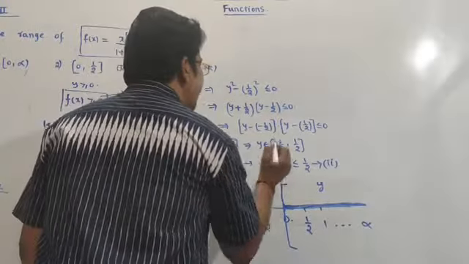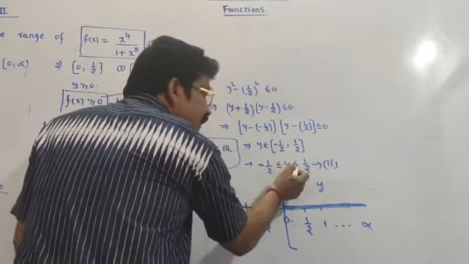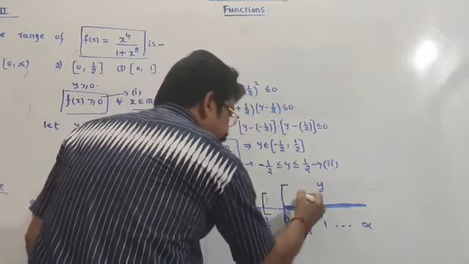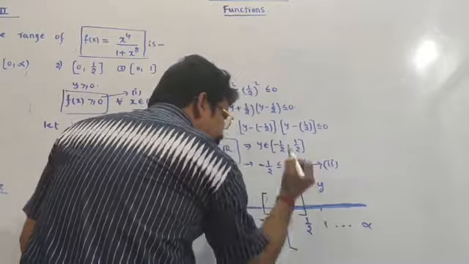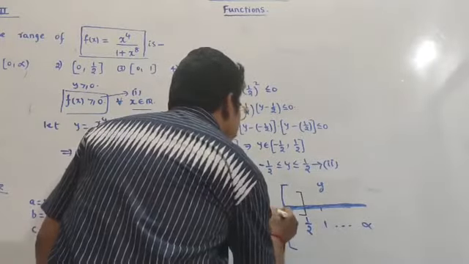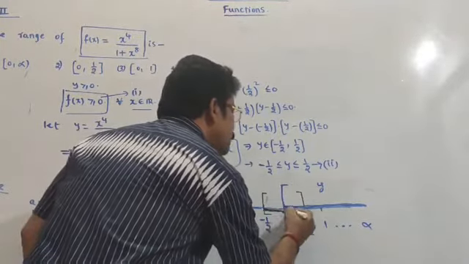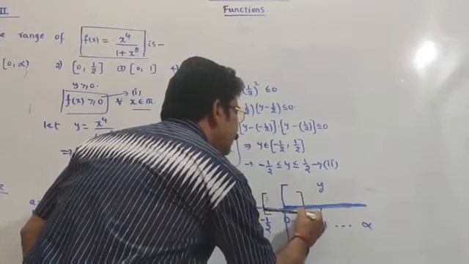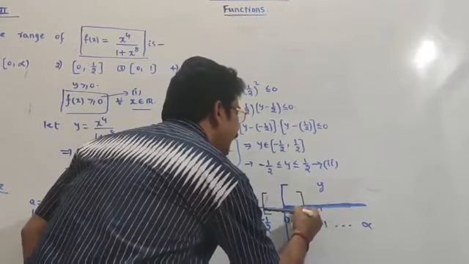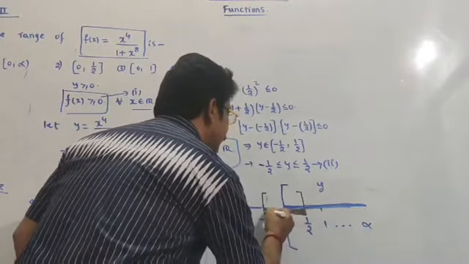Actually this is minus 1 by 2. Minus 1 by 2 means this area is equal to is there. That's why minus 1 by 2 plus 1 by 2. So this will be closed interval of minus 1 by 2 plus 1 by 2. So by graphical method we can find the combined solution for the given inequalities.